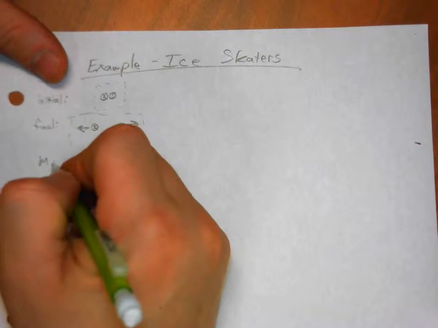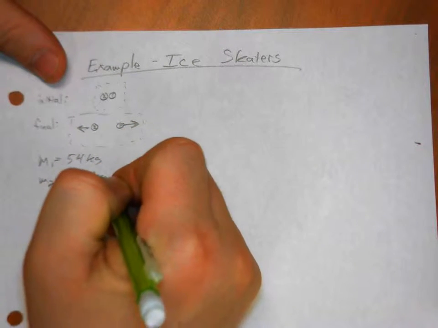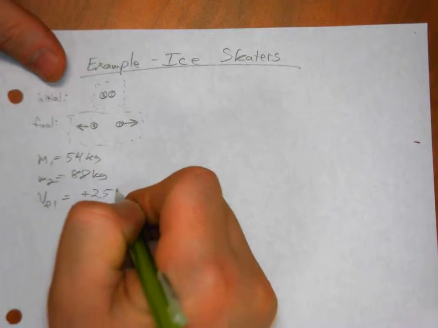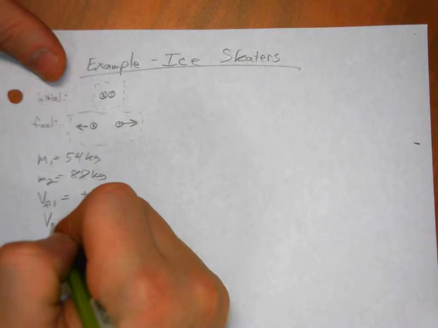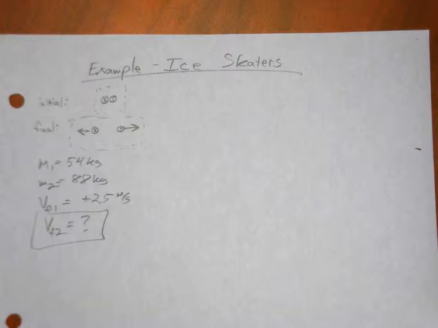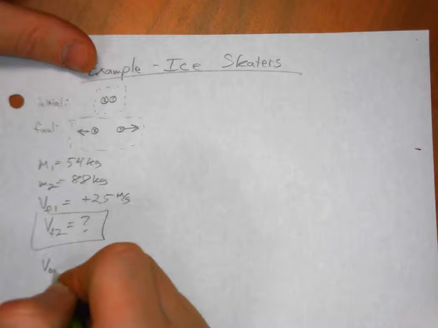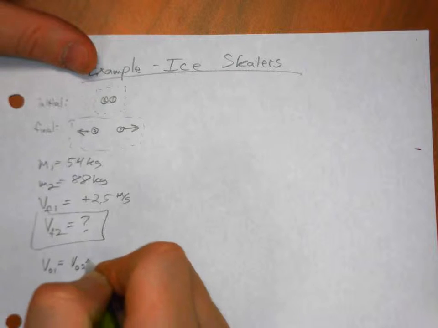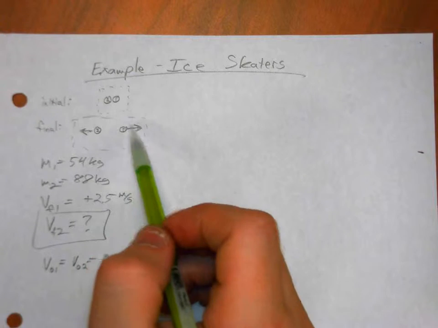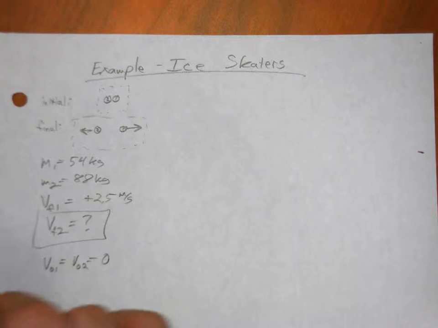We're given mass 1 equals 54 kilograms, mass 2 equals 88 kilograms, V final 1 equals plus 2.5 meters per second, and V final 2, we don't know what that is. And that's what we need to find. We also know in the very beginning, because the ice skaters are not moving, V01 equals V02 equals 0. Because they're not moving, they use their own force from pushing off each other, and finally they're moving in opposite directions.